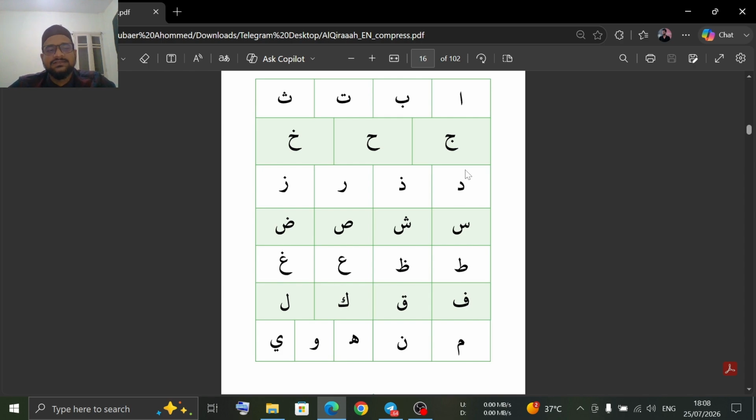In the next lesson, we will begin with the first few letters in detail, and we will learn their pronunciation, how to write them, and how they appear in Quranic words. Okay, I think you enjoyed this lesson.